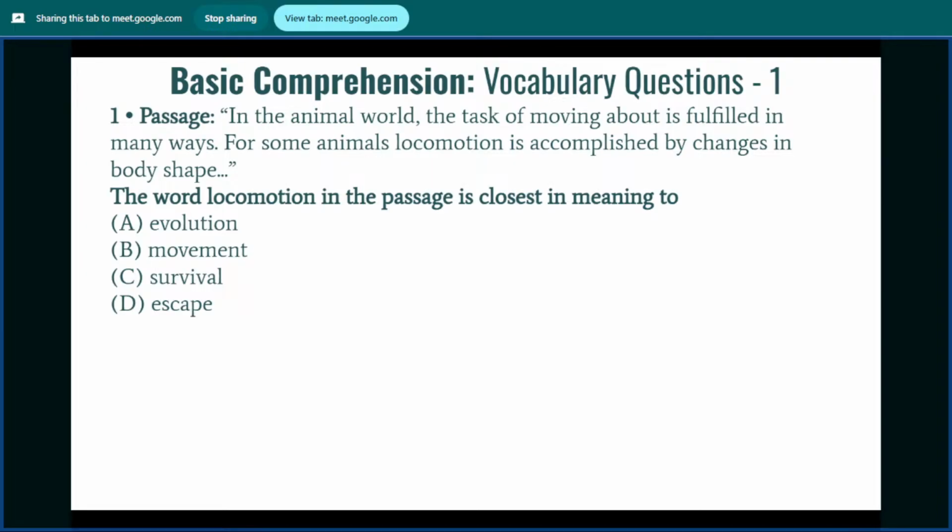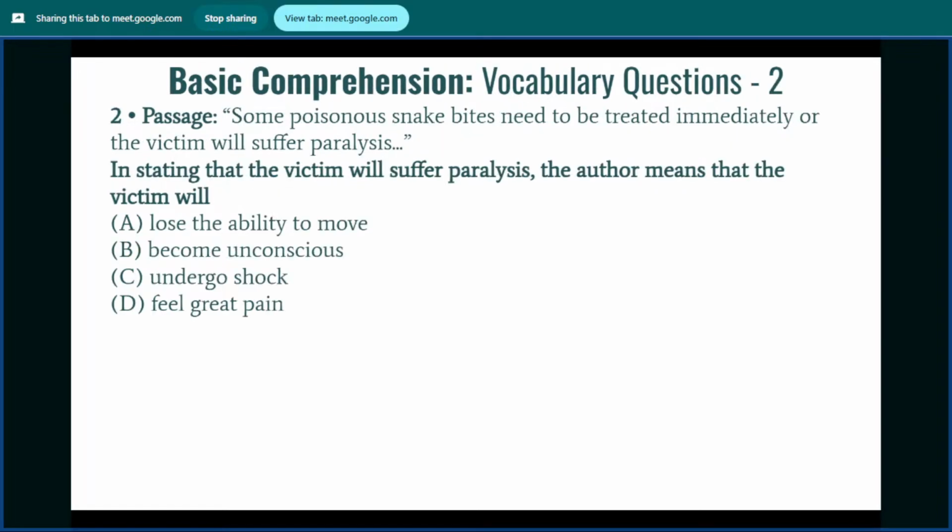Because locomotion, motion, if we break it down, the word motion tells us that okay, some kind of movement we are talking about. Okay, it can't be evolution, it can't be survival, it can't be escape. So sometimes the elimination trick also helps us over here. Okay, we can just eliminate the other responses which will not fit in. Yeah, try one more.